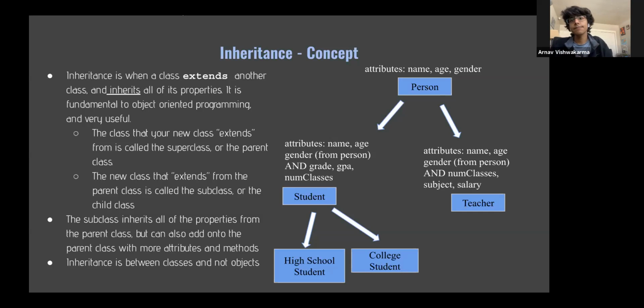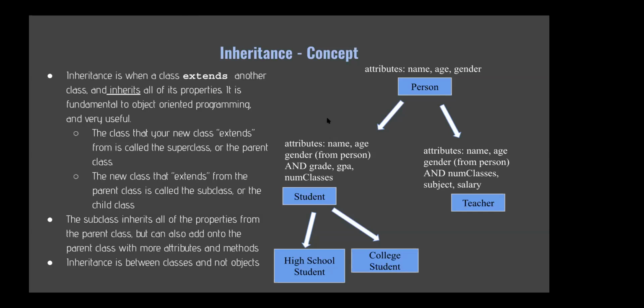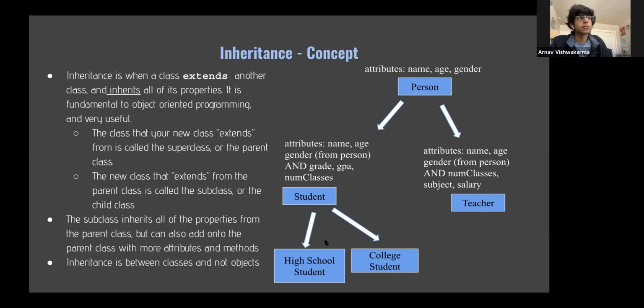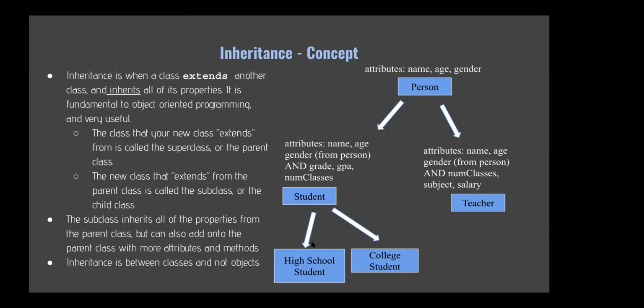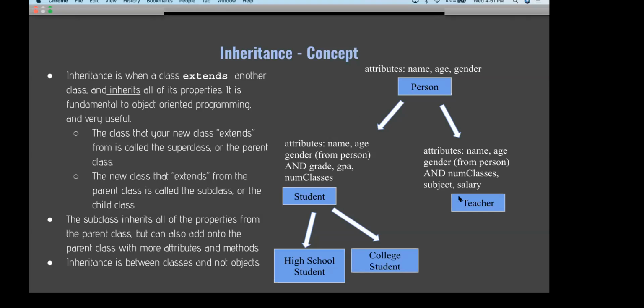Yeah, so it really helps you define a general class and then build up to more specific instances of that class. For example, if you look at the person, very generic, then there's a student and teacher, and then the student can also be expanded into more, as Arnav said, like a high school student and a college student. So you can go more and more specific by using inheritance.